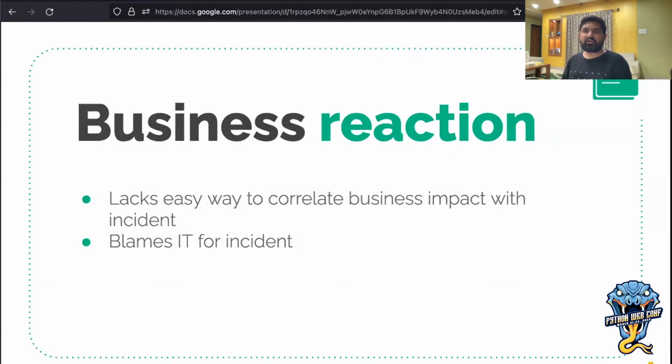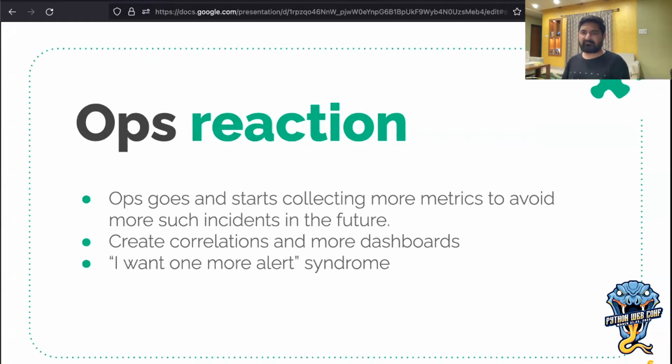And how did the business react to this particular incident? The business reaction was that there's a clear lack of a way to correlate the business impact with the incident. They were never able to understand what was happening in the system and how the unreliability of the system was impacting the business, impacting the revenue. And they definitely went ahead and blamed IT for the incident.